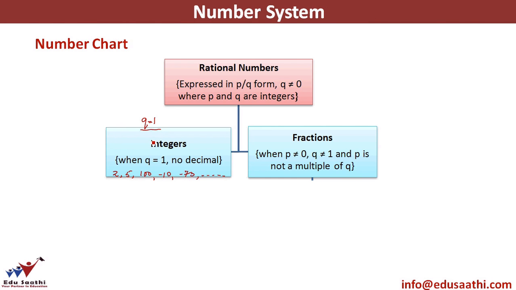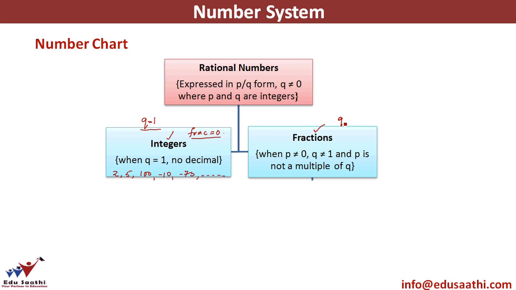So an integer is a number whose fractional part is 0. I have only the integer part. There is no fractional part associated with the number. There is no decimal associated with the number. So if I do not have a fractional part, I would call it an integer. If I have a fractional part, I will call it a fraction.